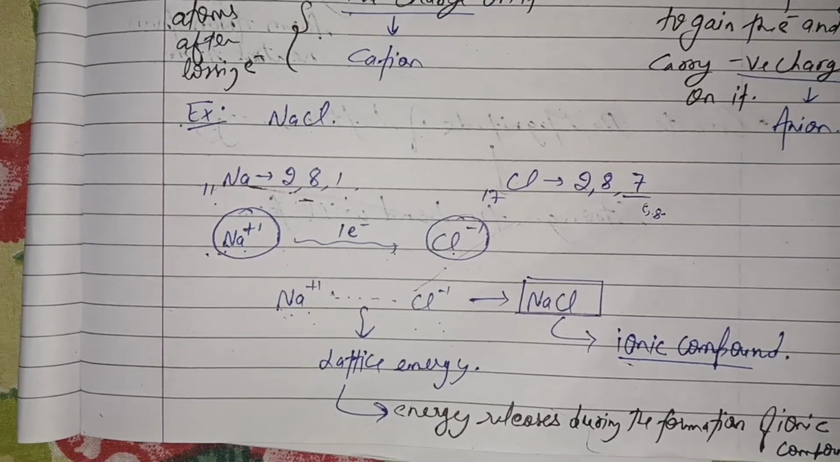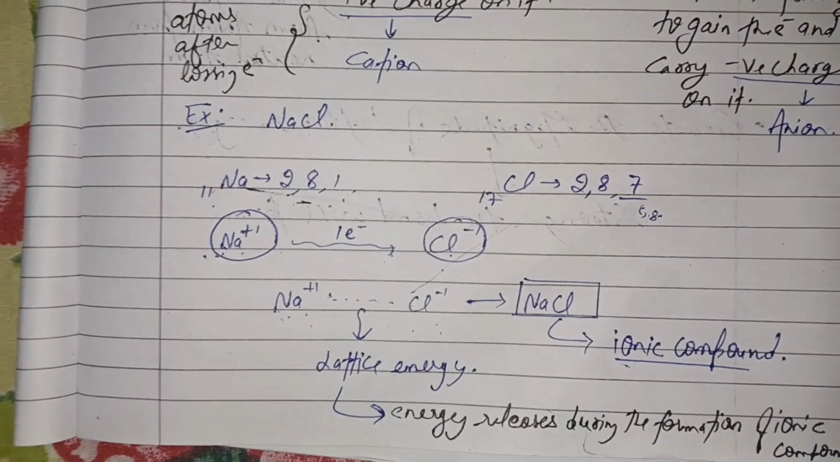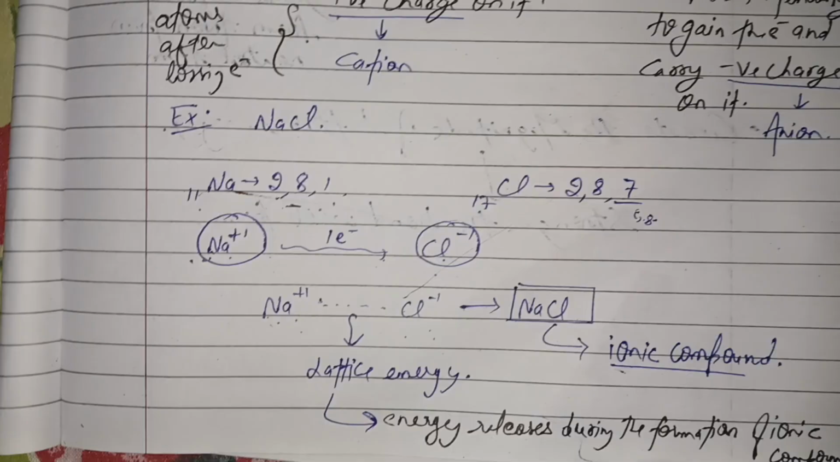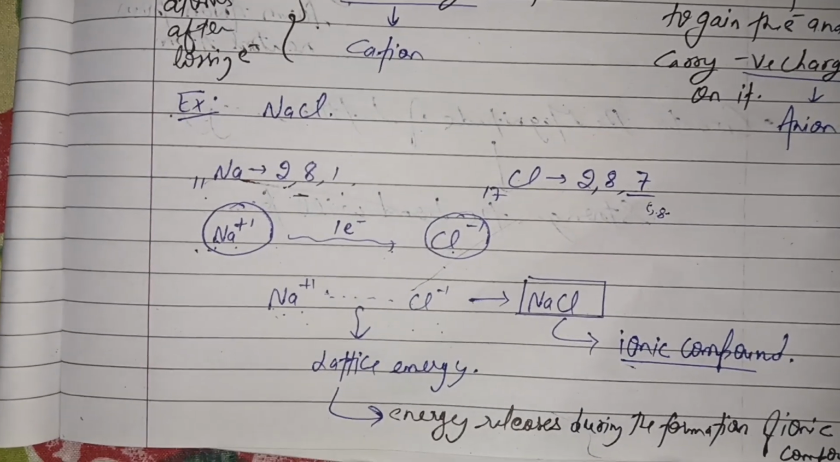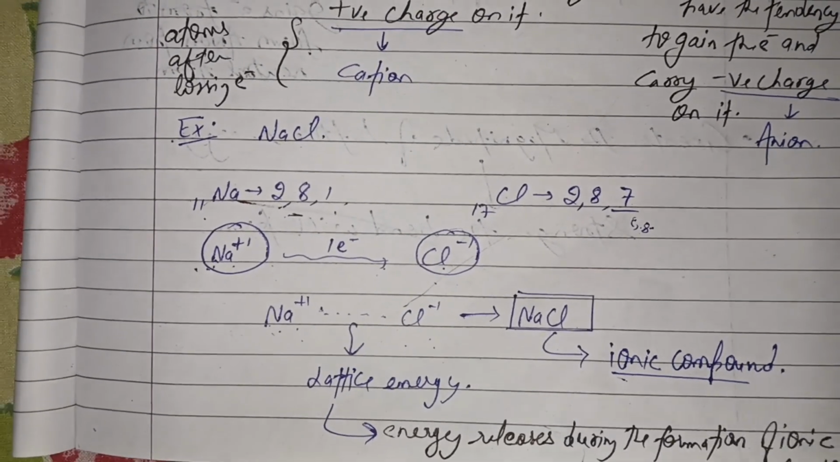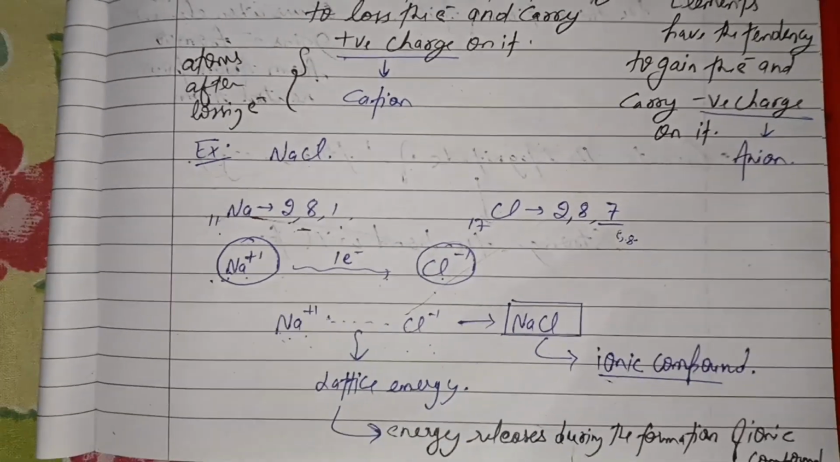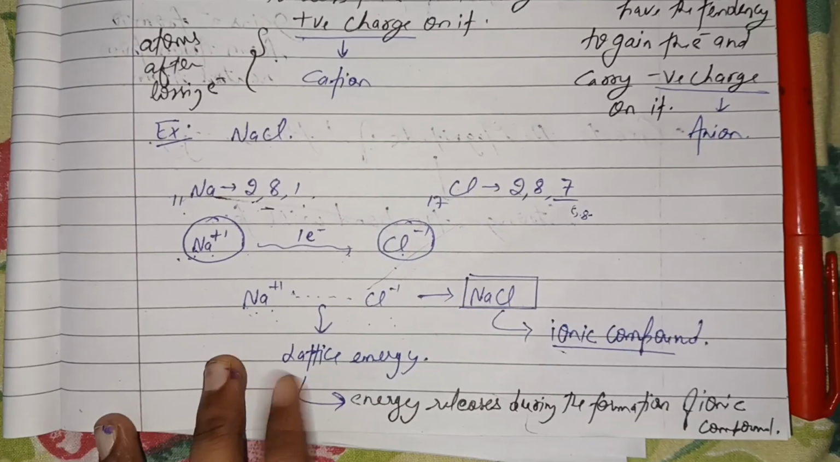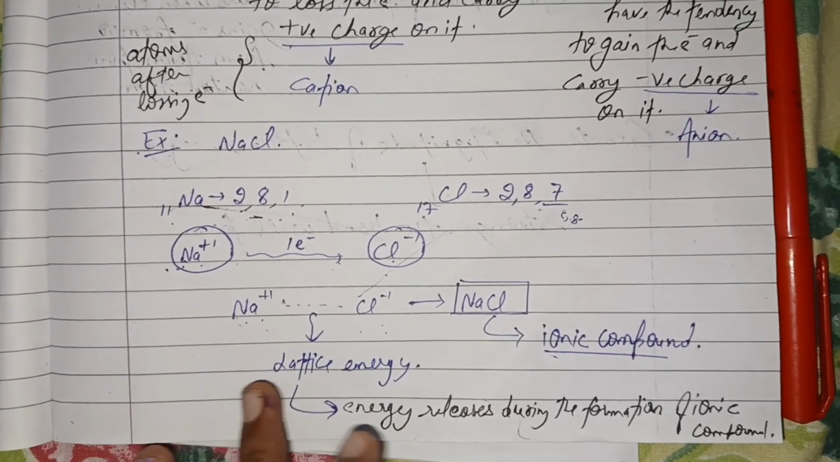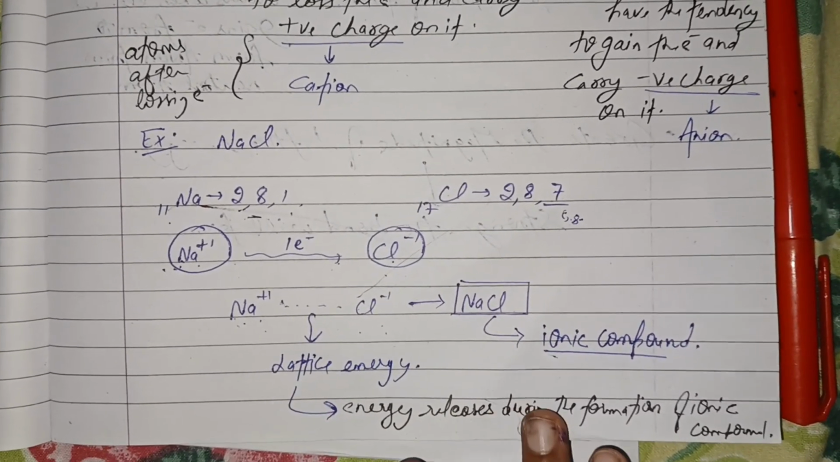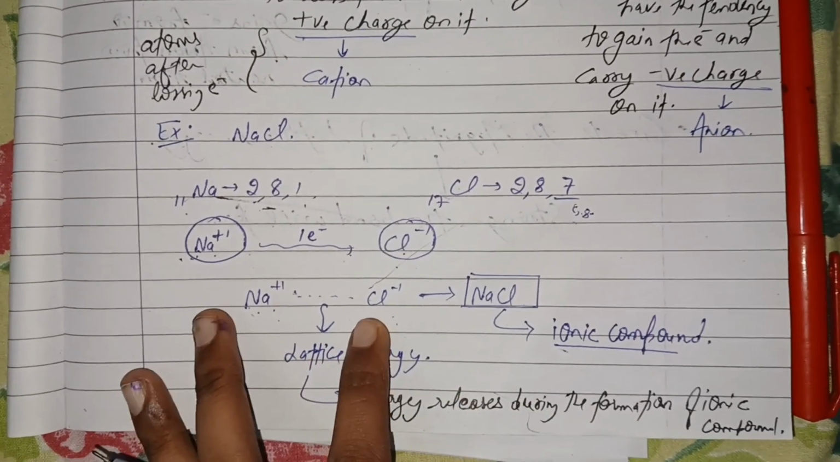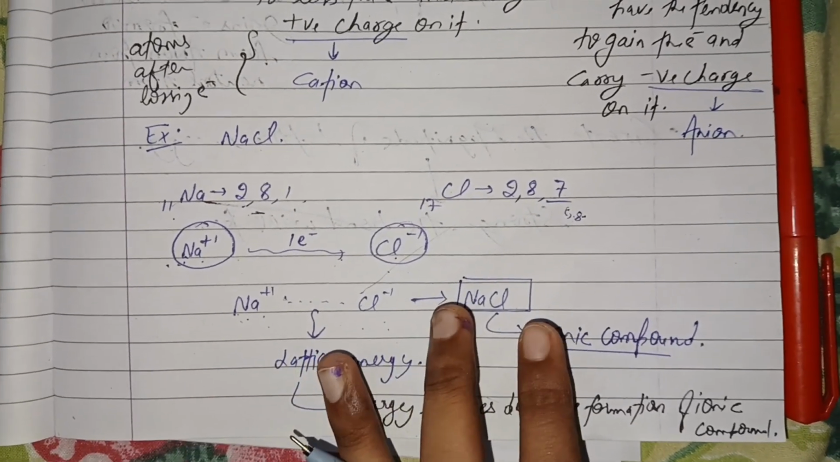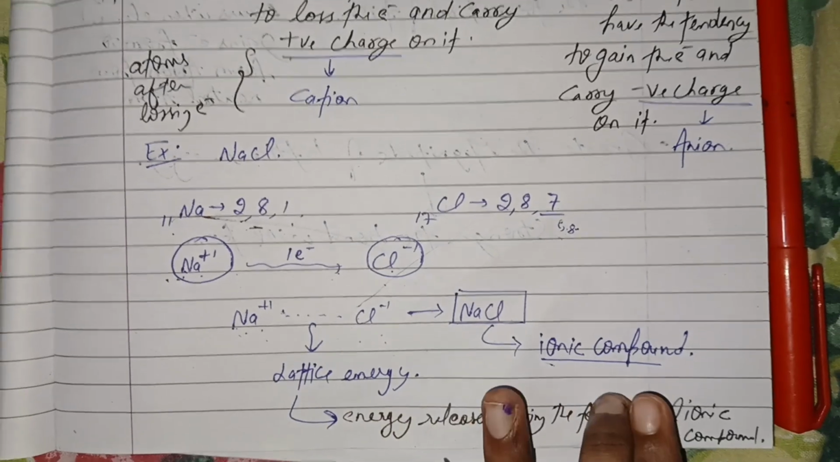And when this force of attraction is there, as we discussed previously, energy is released, and that energy we describe as bond energy. But in an ionic bond, the energy released is known as lattice energy. It is the energy which is released during the formation of the ionic bond. And the compound formed due to the ionic bond is known as an ionic compound.